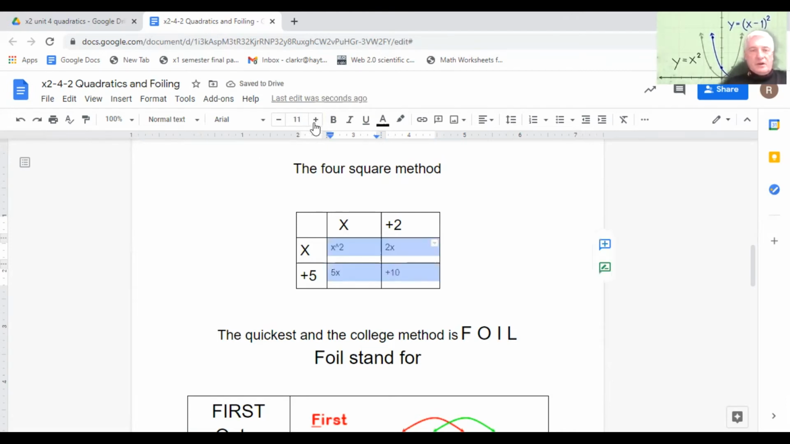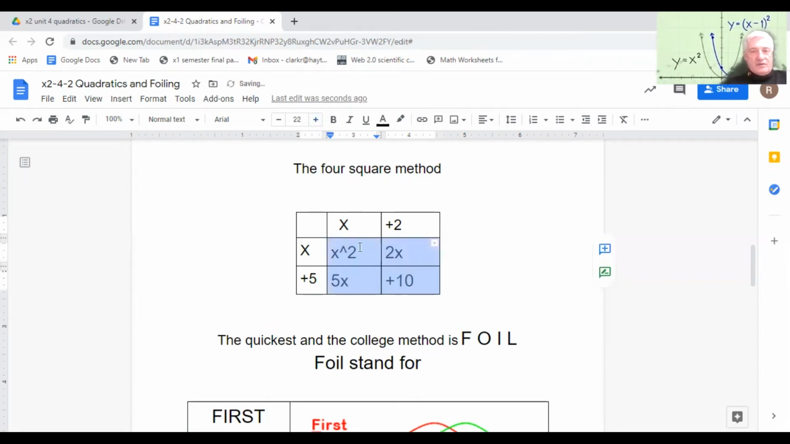Now, you put those in, and I'm going to let you see what they look like. We got x times x. In that square, we got x squared. In that square, we got 2x. This square, we got a 5x. Here, we got a 10. What do you do when you combine like terms?